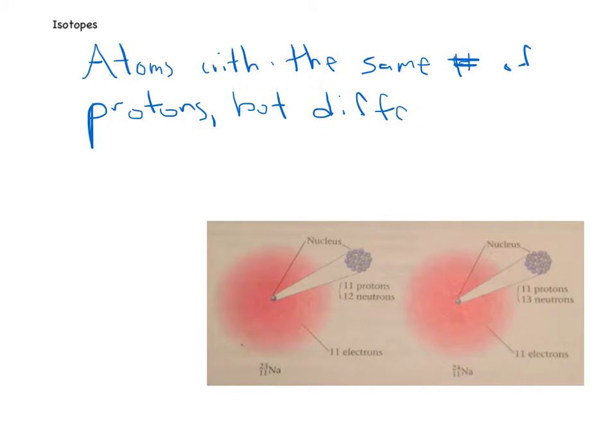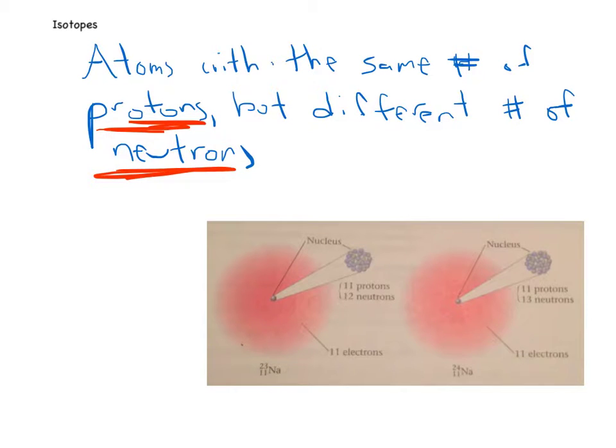And so if you look at the picture below, there are two isotopes of sodium. And you can see that they both have 11 protons. So they have the same number of protons, but they have different numbers of neutrons. So let's take a look down here at the picture. Here are two sodium atoms.